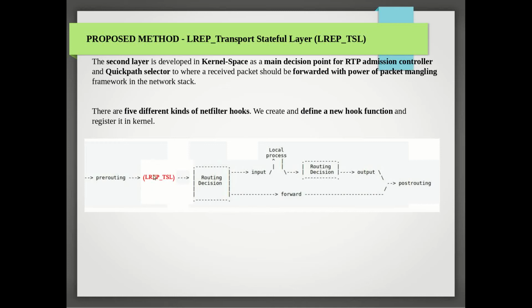We have to create a new function in this study. Our function is the transport stateful layer function in pre-routing, and we register this function in the kernel. So the second layer works as a new module in the Linux operating system.